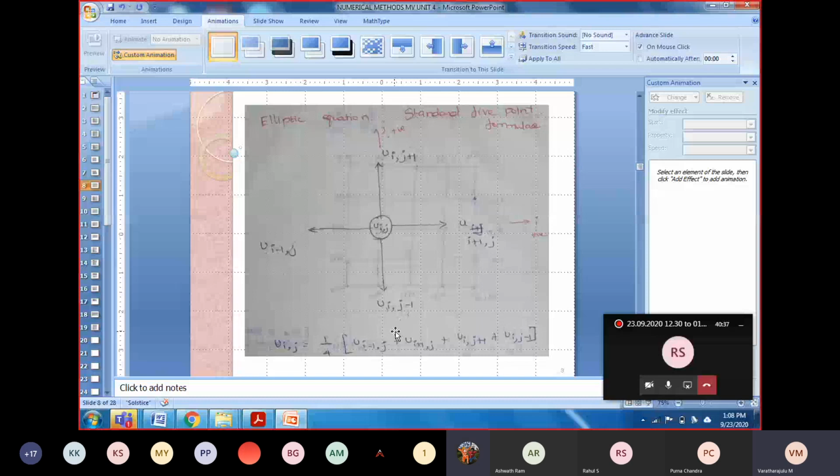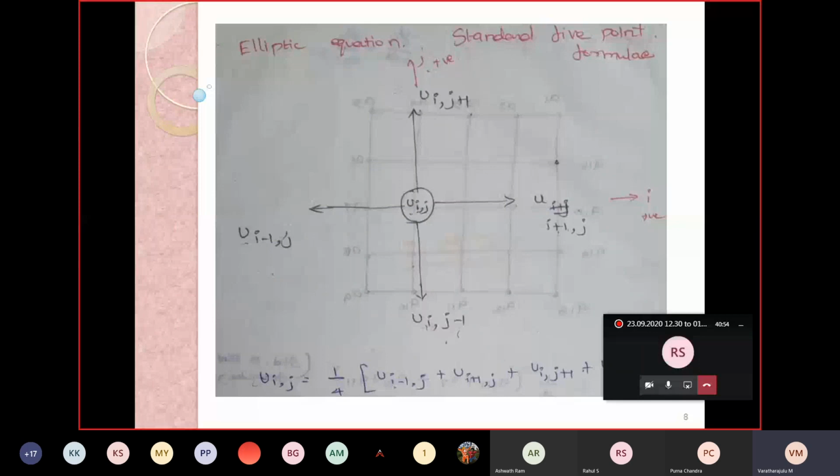Now we don't have the time, and we'll concern numerical methods. This is the standard 5-point formula, and we are going to find Uij. My cursor is visible, Bhavya? My PPT? Yes, sir.